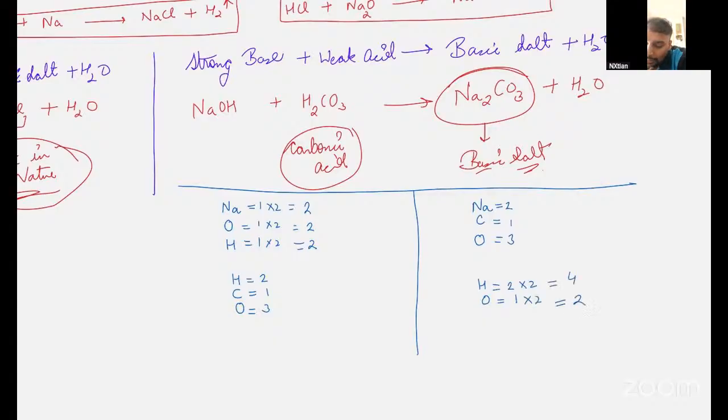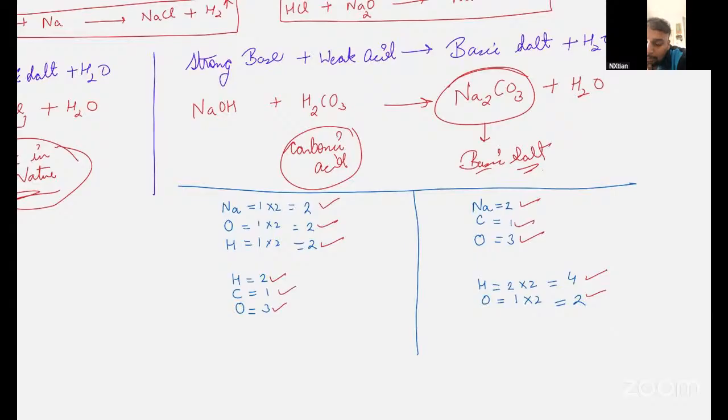So how many Na atoms are there? Na atoms are 2 and 2. They both are balanced. Now how many oxygen atoms are there? 2 plus 3, 5. And in this also 3 plus 2, 5. Got it? How many hydrogen atoms are there? 2 plus 2, 4. And the 4. Okay, and C is 1, C is 1.